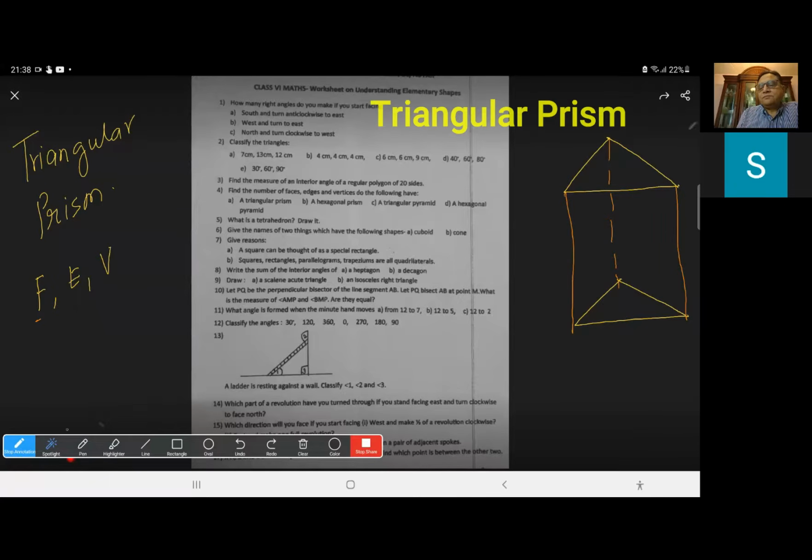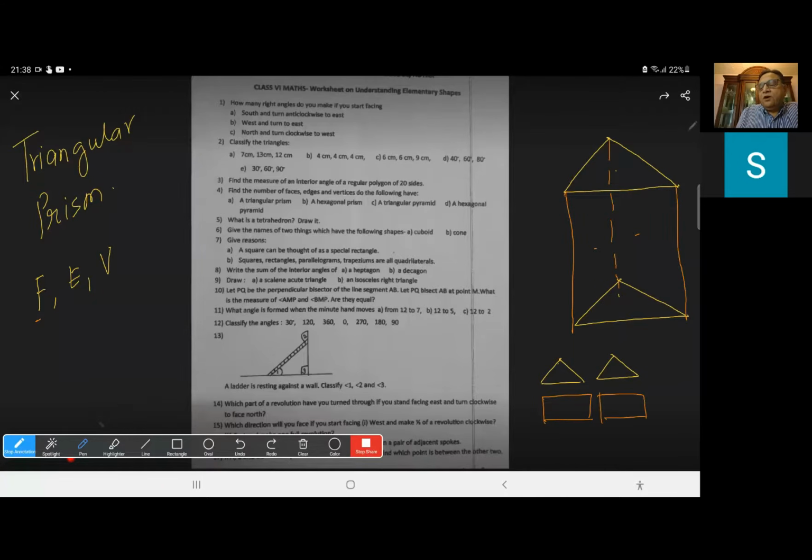Can you repeat? Faces, number of faces. Okay, faces. There are two triangular faces, top and bottom. And how many rectangular faces? Three, right. So there are three rectangular faces. Is this clear to you? So in all, there are 5 faces.